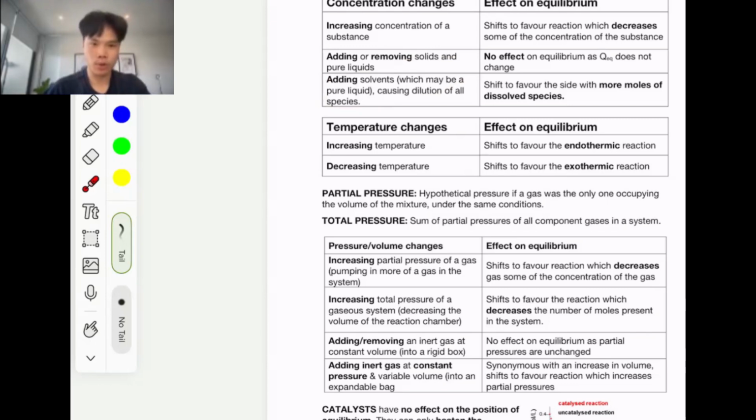So then going to temperature change, increasing, decreasing temperature, you shift in favor of the reaction that either consumes the energy to bring the temperature back down or releases energy to bring the temperature back up.